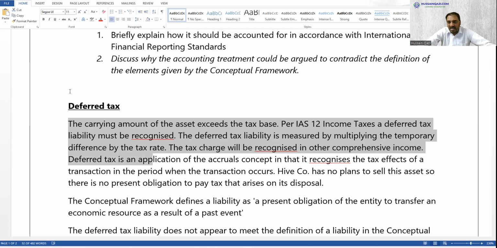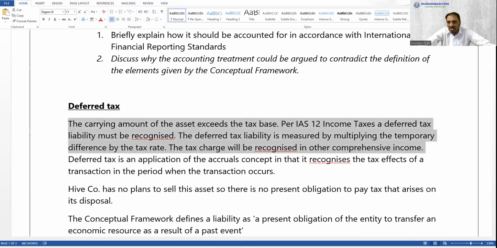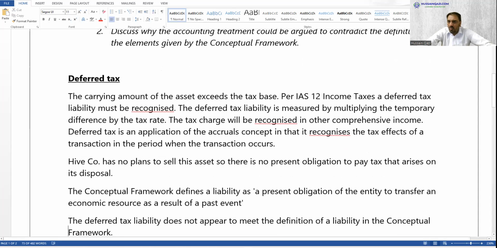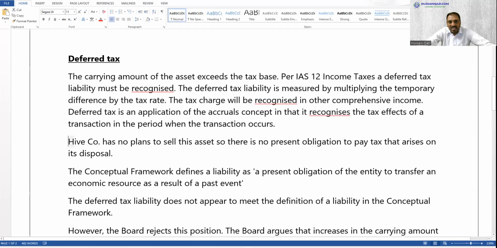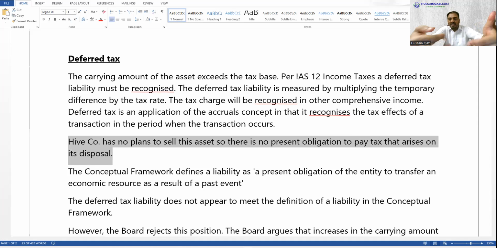Deferred tax is an application of accrual concepts and it recognizes the tax effect of a transaction in the period the transaction occurs. Also, this is the knowledge area of the accounting issue. Very basic. Hive has no plans to sell its asset. There is no present obligation to pay tax arising on disposal. Now, the points of discussion here start with the conceptual framework.